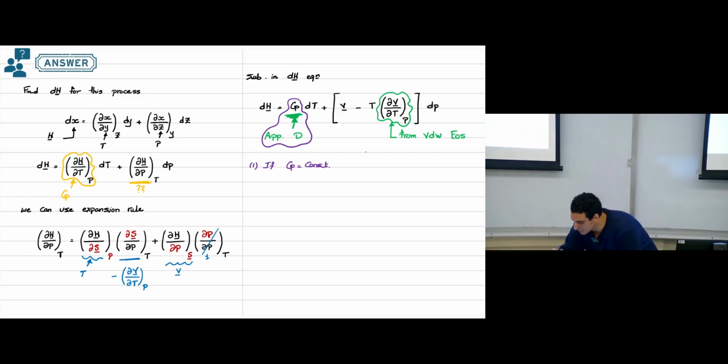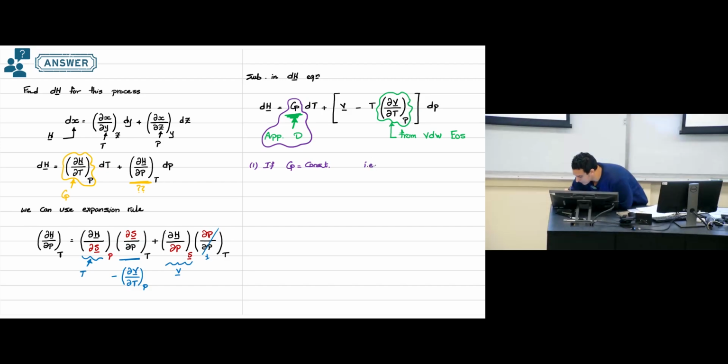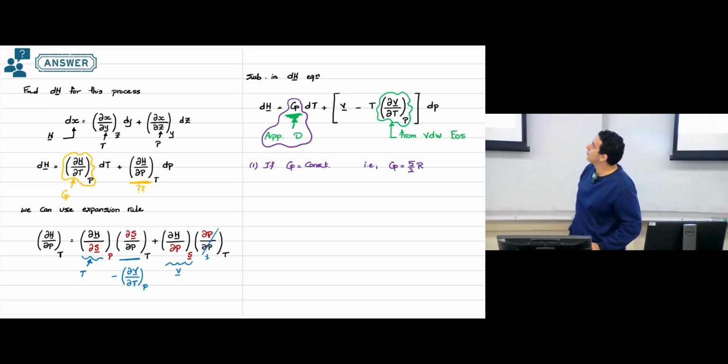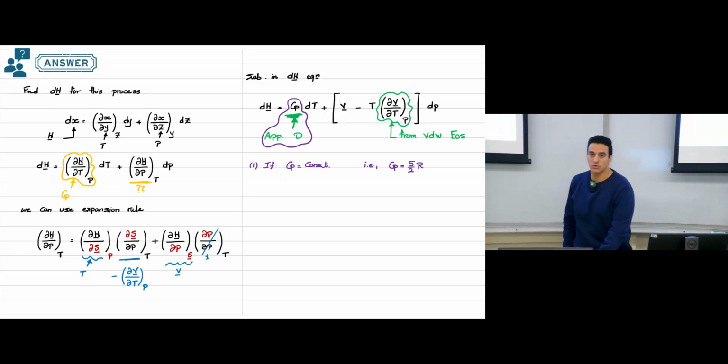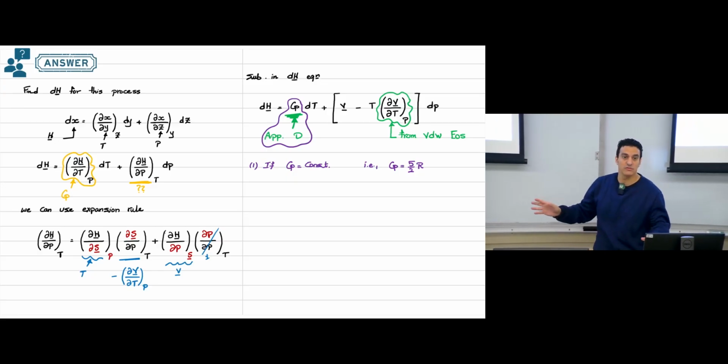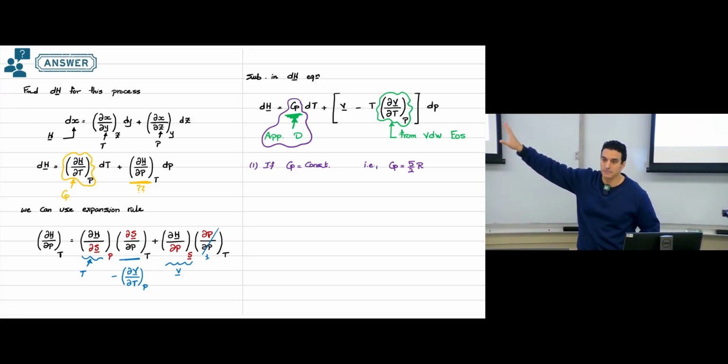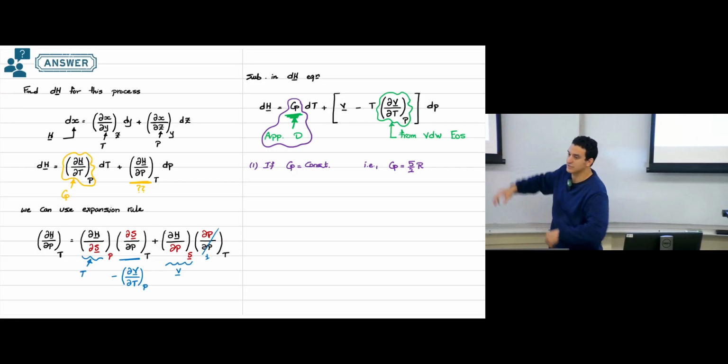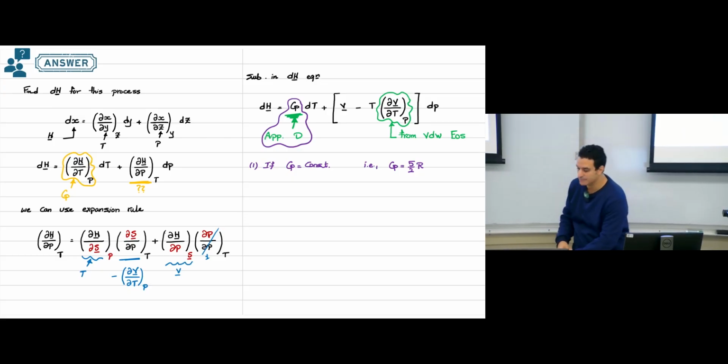Let's say, for example, Cp is 5/2 R. Then we put it in, make the integration, remove this partial derivative, substitute it with the van der Waals equation of state, and we solve this problem. This is the first example, and this is the combination of the first and second examples we solved in the previous lecture.